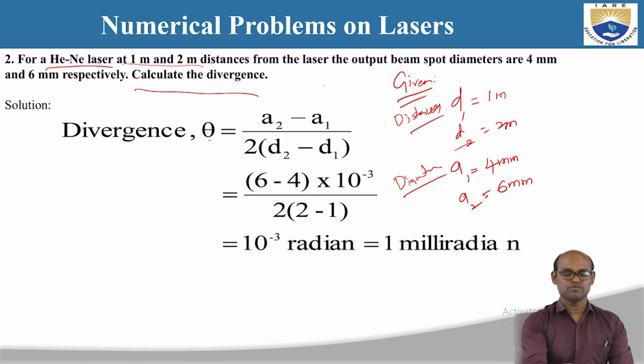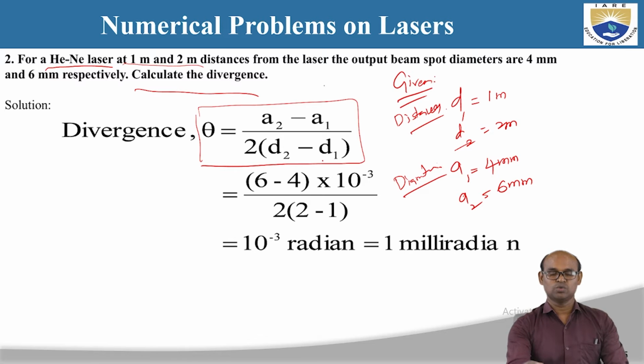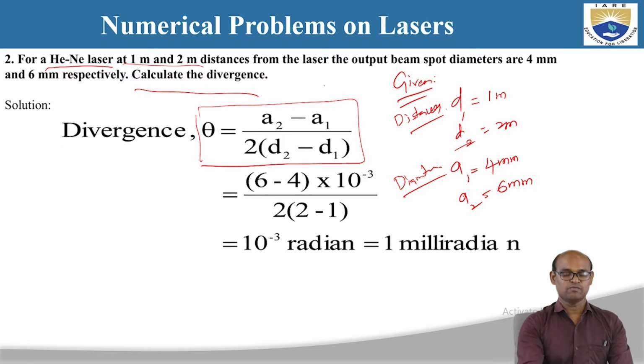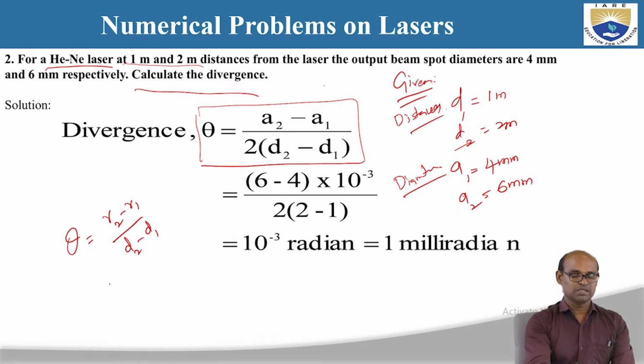So the divergence formula is this: theta is A2 minus A1 by 2 into D2 minus D1. Here A2 and A1 are diameters. You can write this formula in terms of radii also. In terms of radii, theta is R2 minus R1 by D2 minus D1. Because 2 into radius is diameter, if you want to write in terms of diameter, you can use this formula. If you want to write in terms of radius, you can use this formula.